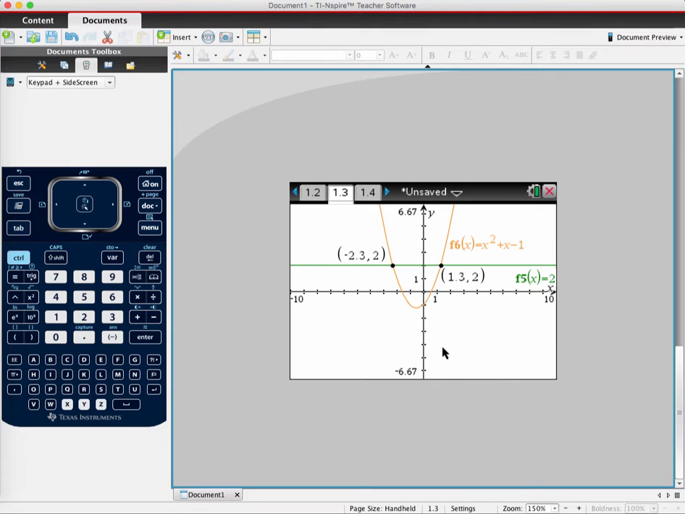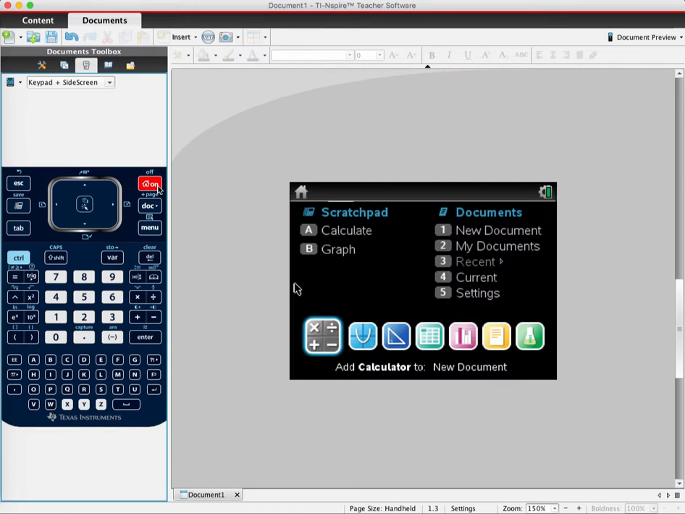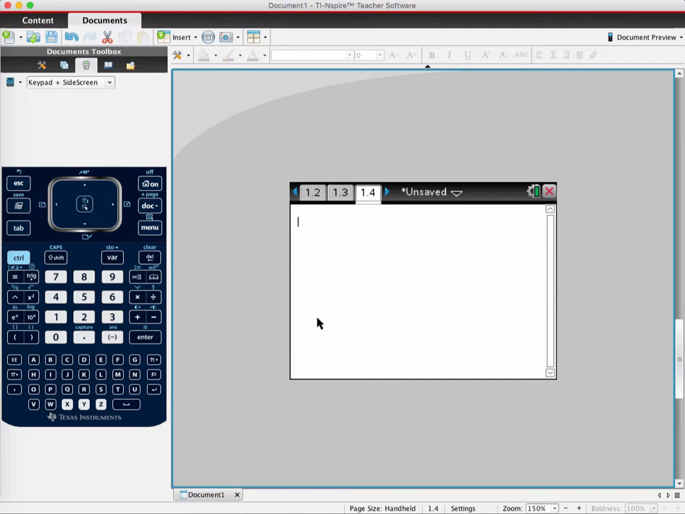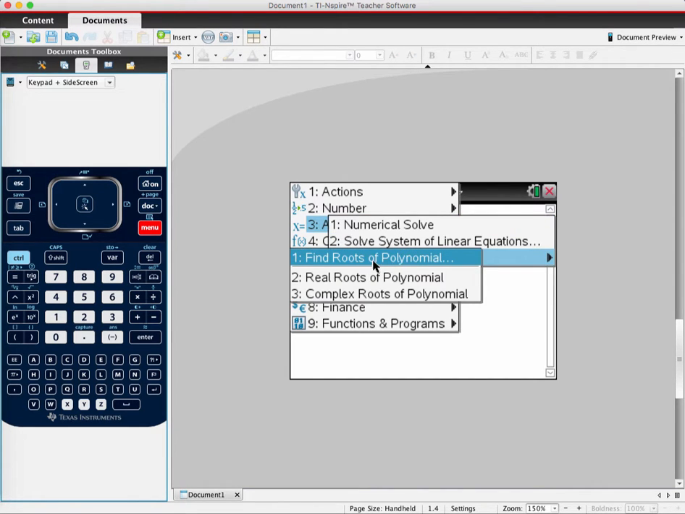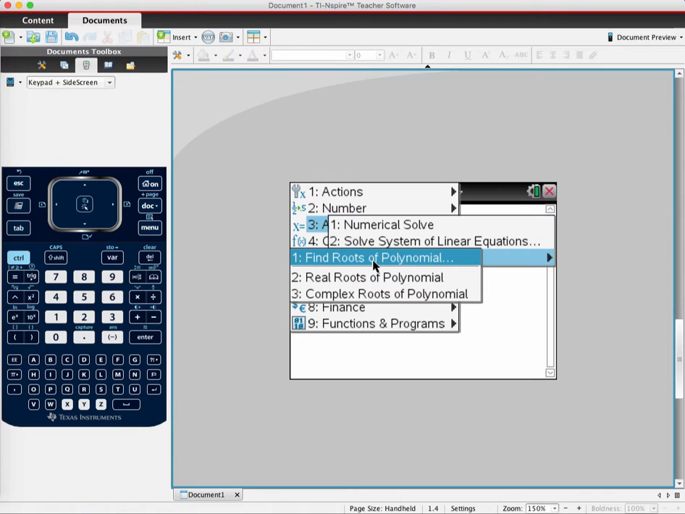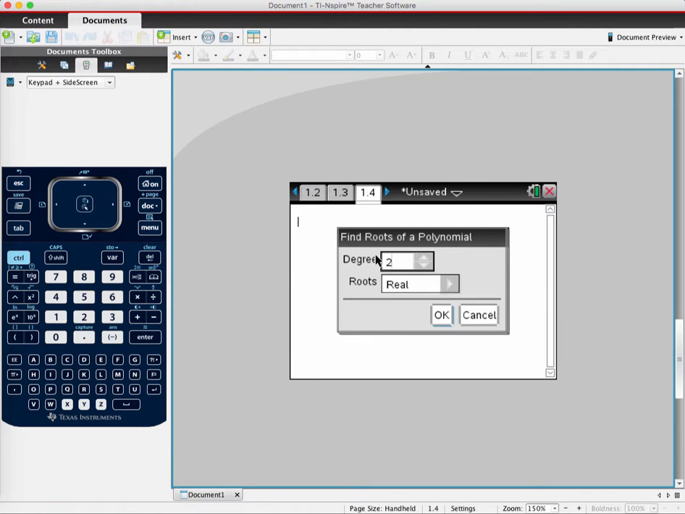Okay, an alternative way to solve equations on your TI Nspire is accessible from a calculator tab. So open up a new calculator, and then we're going to click Menu. We're going to select Algebra, and go to Polynomial Tools, Find Roots of Polynomials. Click on that, and you see we get a couple options we need to select before we go forward.